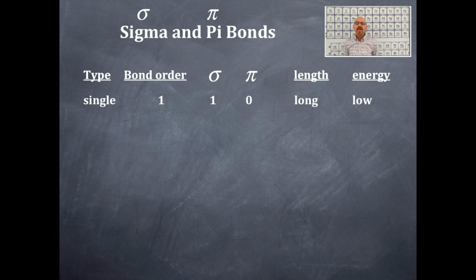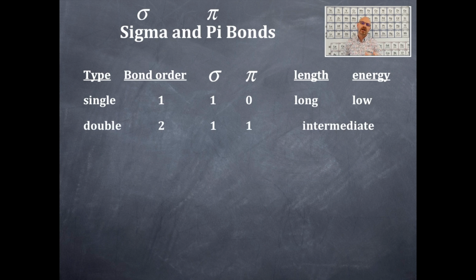Hopefully that makes sense. How many sigma bonds are within a single bond? 1. How many pi bonds are within a single bond? 0. The bond length is relatively long, and the energy to break that bond is very low, relatively.